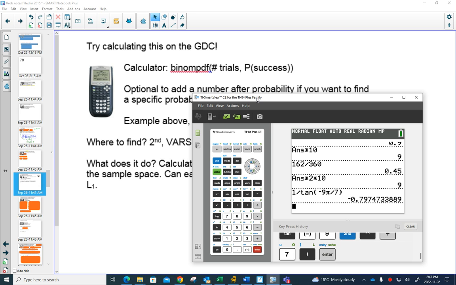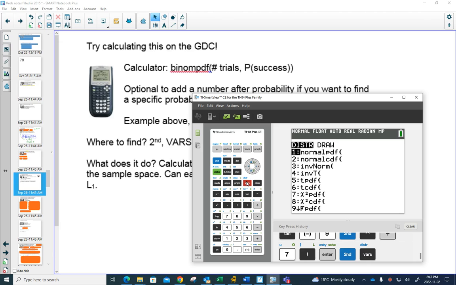and above the program button. No, above the vars button. Above the vars button it says distrib, which is short for distributions. If you go second, distrib, and hidden at the bottom is binom PDF and binom CDF. So we're going to use the binom PDF.